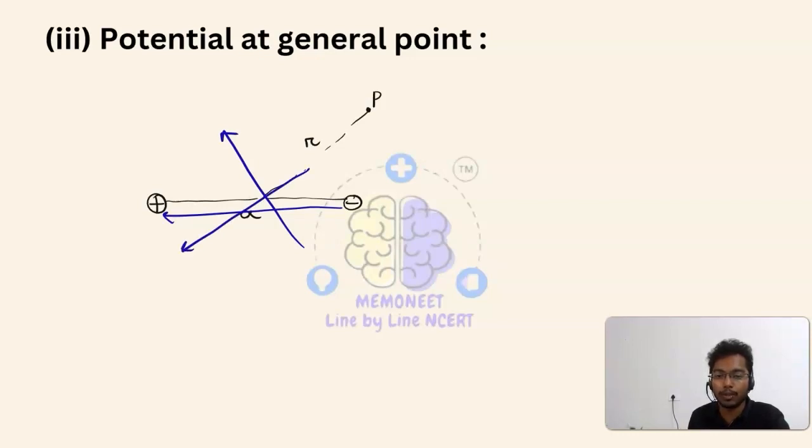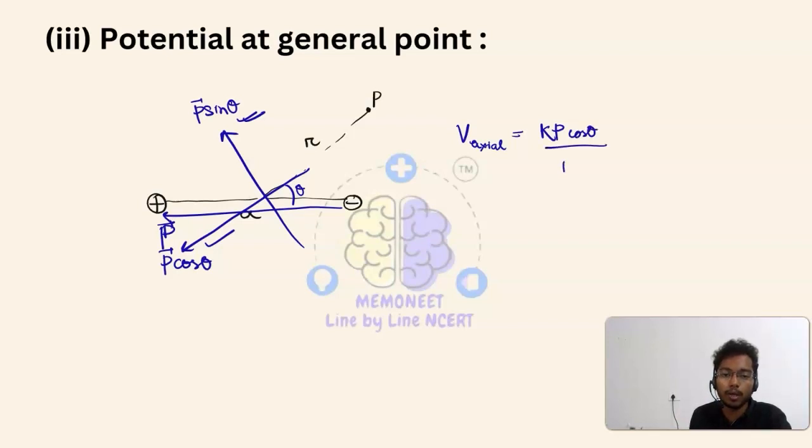So for the axial position, we know that the potential V equals k P. Let's say this angle is theta. This vector is P, this component will be P cos theta, and this one will be P sin theta. So we have k P cos theta upon r square, and for the equatorial position it will be 0. So V net equals k P cos theta upon r square.